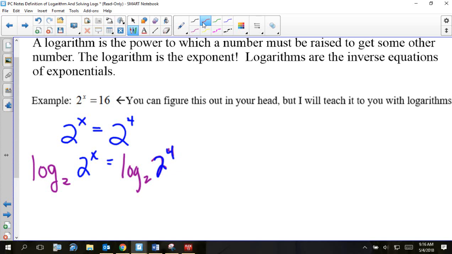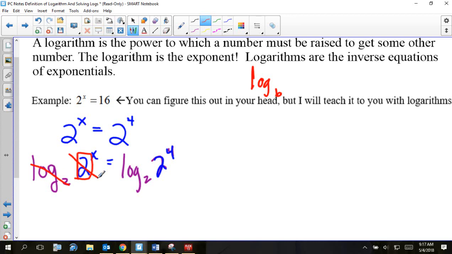Logs always have a base. I chose to use base 2 because, when we talk about exponents, what is that thing called? It's called the base, and this is the base of 2. So I'm using inverse operations to undo a base of 2. I do log base 2. These undo each other, and they cancel.